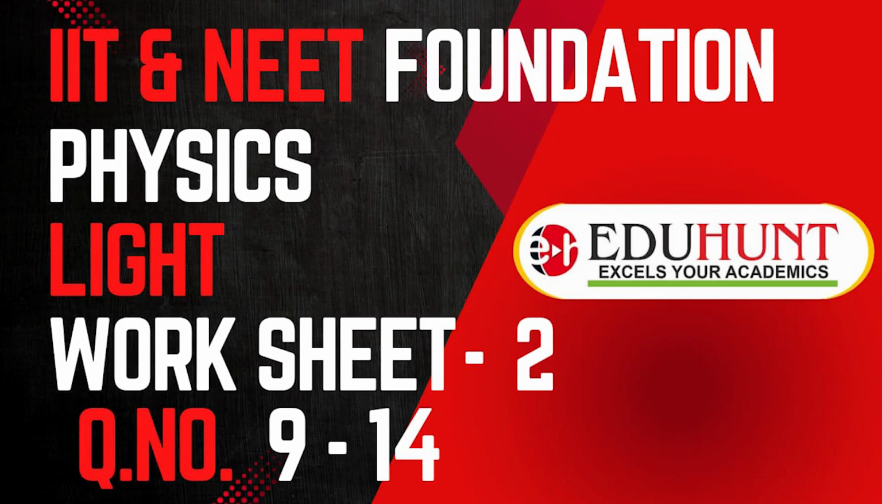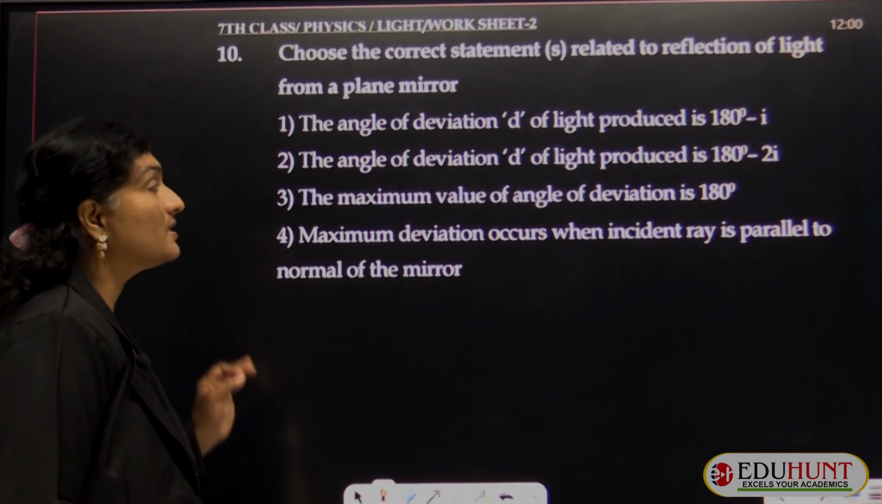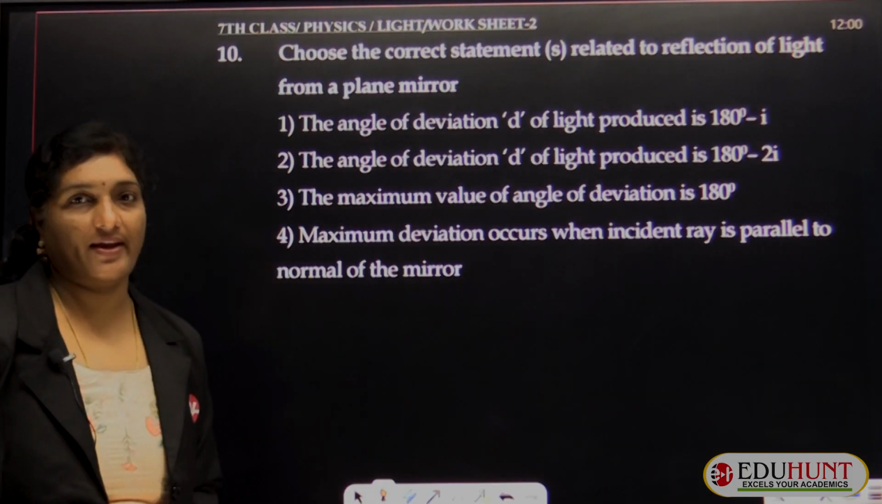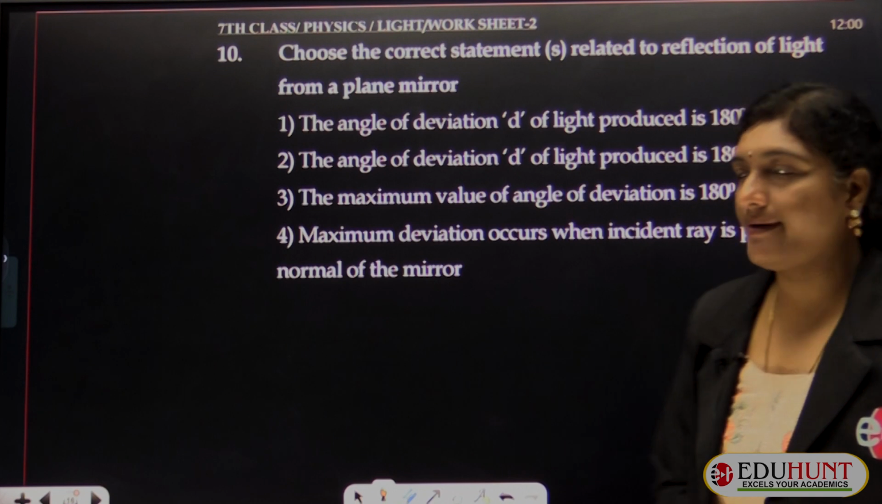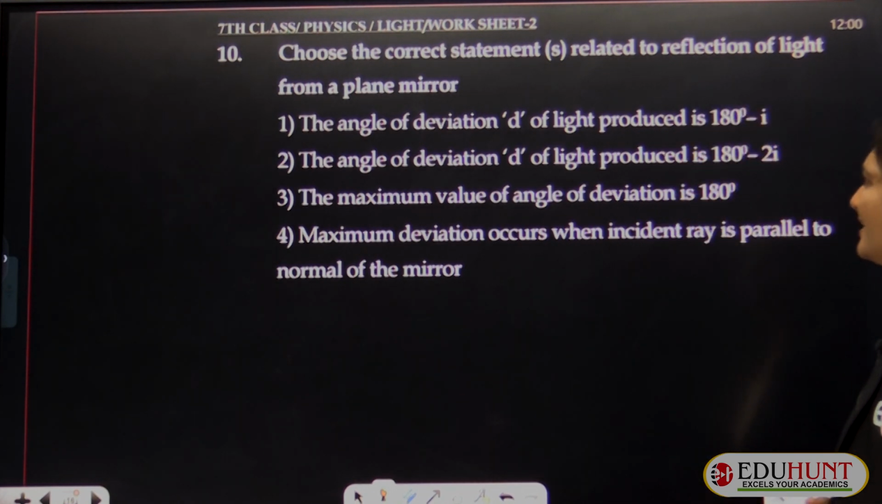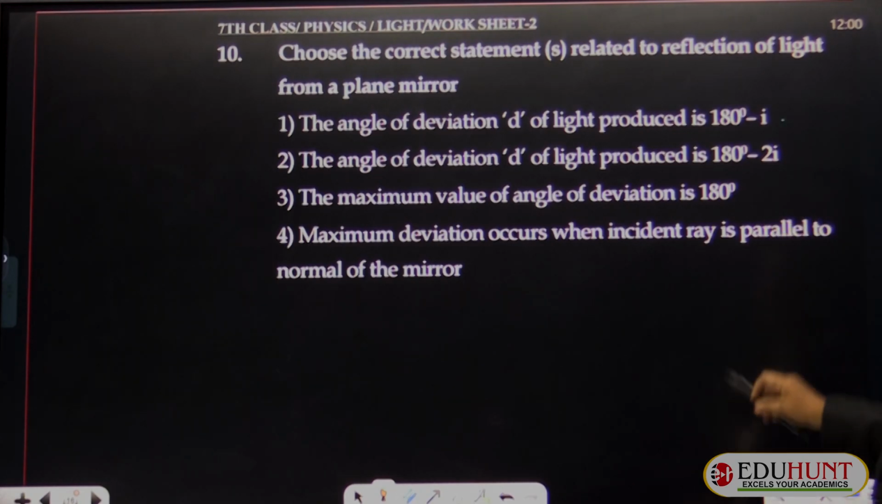Look into the next question, children. Question number 10. Choose the correct statements related to reflection of light. So, 4 options were given and let us try to identify which one is correct. First one, the angle of deviation D of light produced is it 180 minus I or 180 minus 2I? So, we have discussed it as 180 minus 2I. So, the first one must be false.